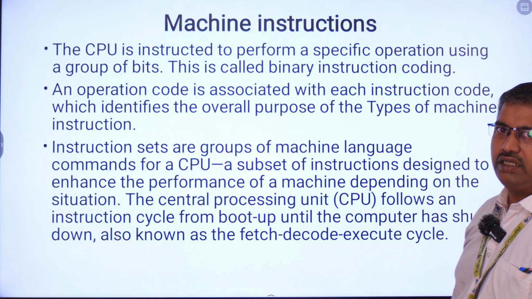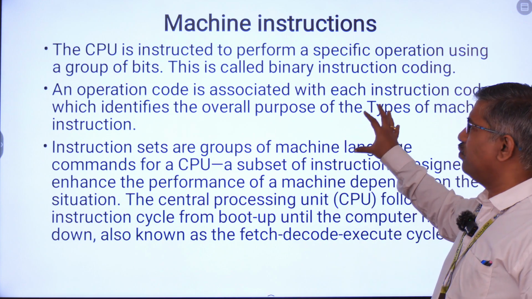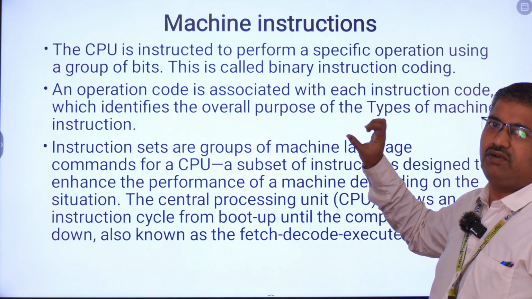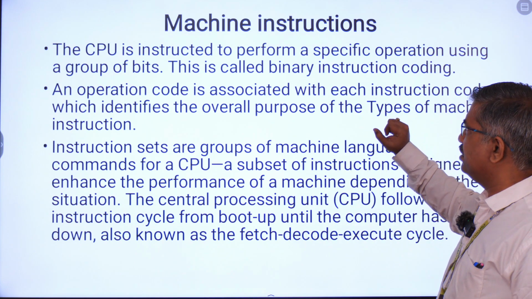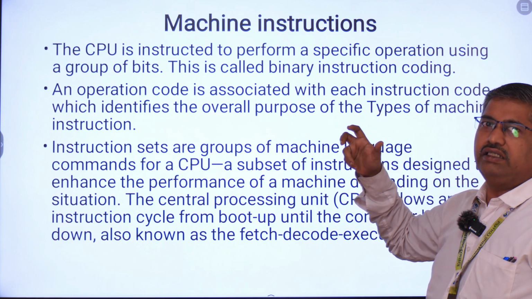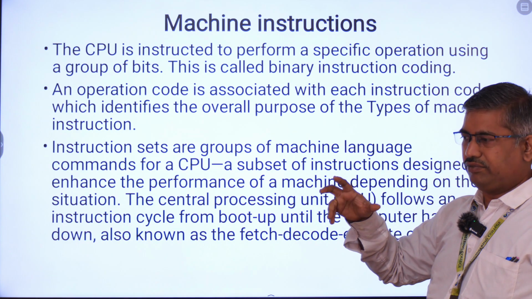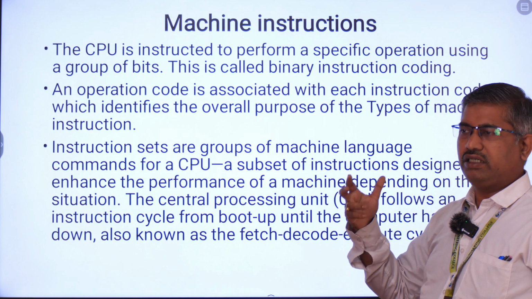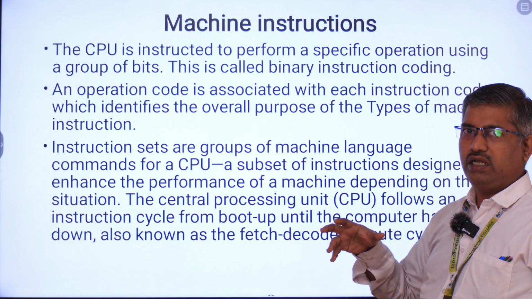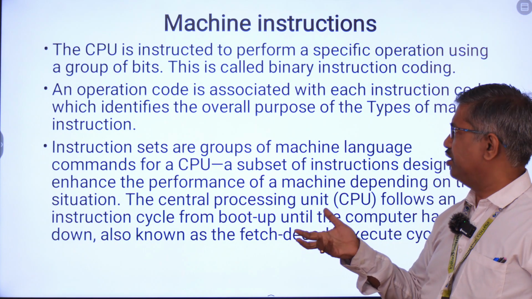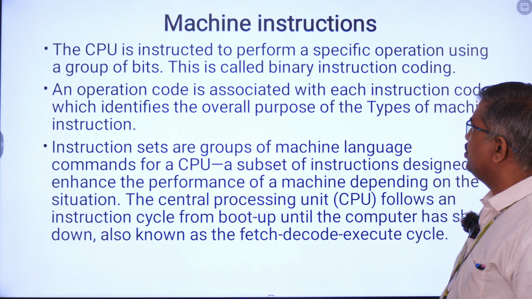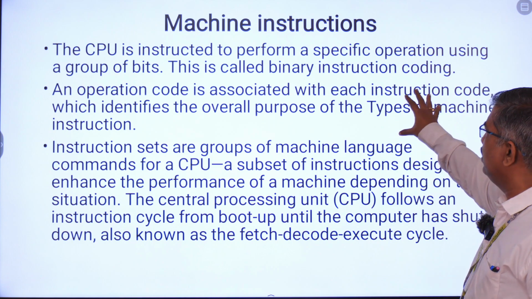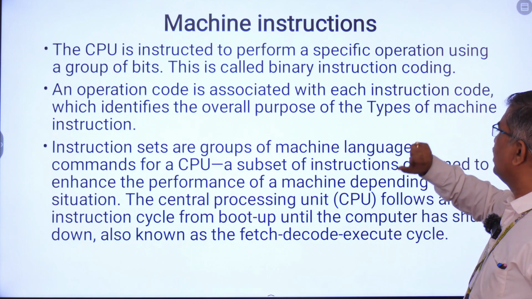First, we are going to discuss what a machine instruction is and what addressing modes are. A machine instruction is an instruction that tells the CPU how to execute an operation. The CPU is instructed to perform a specific operation using a group of bits. This is called binary instruction coding.